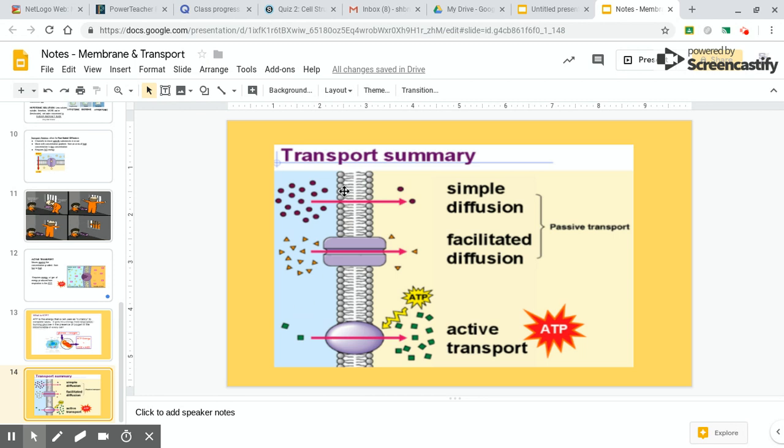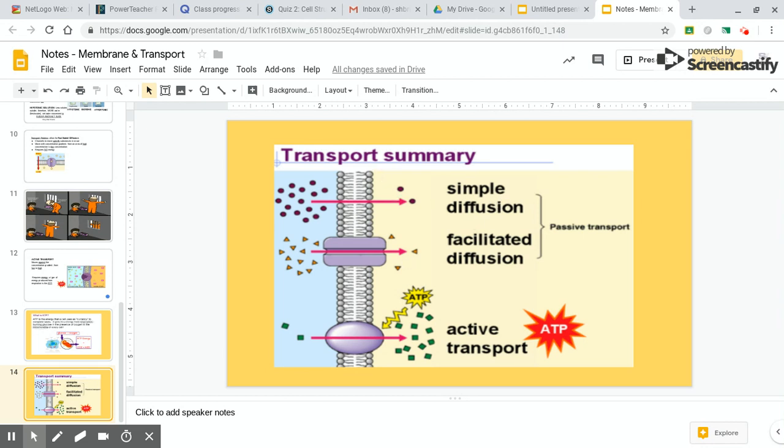So in summary, we've got 3 main types of transport for things moving in and out of the cell. We've got simple diffusion, which is just from high to low concentration. It can happen across the membrane without any help at all, just whether there's high or low concentration. Now, facilitated diffusion is very similar, except maybe they can't fit through the membrane, so they need some help. They got to go through a protein. Both of these are passive transport because they don't need any energy to do so. They just follow high and low concentration.